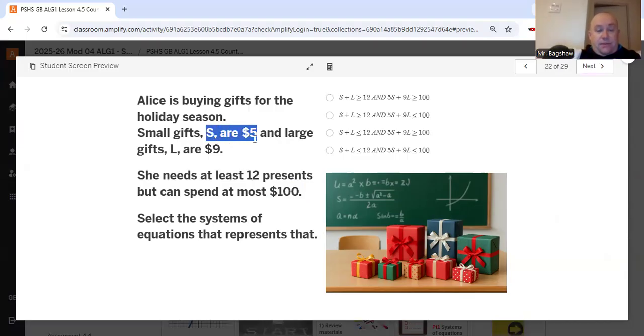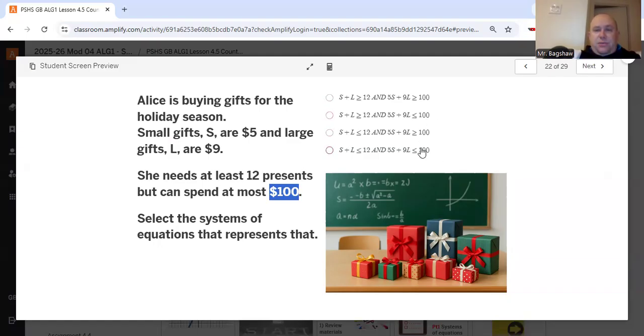Small gifts, $5, 5S. Large gifts, $9, 9L. We're going to add those together, and then it's got something to do with 100. Now, once again, unfortunately, these are all the same thing, so we've got to make sure we pick the right one out. At most, when you have at most 2 cookies before dinner, that's not more than, that's less than. 2, 1, 0. That's the options for you. So for this one, we need to make sure we pick less than or equal to.